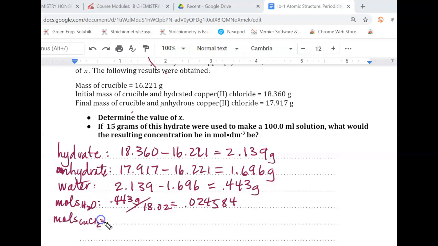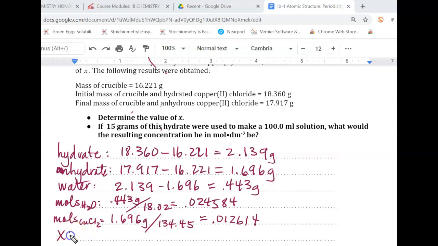The next thing I want to know is the moles of the anhydrous, which is just the CuCl2. I have 1.696 grams of the anhydrous, and I'm going to divide it by the molar mass, which is 1 copper plus 2 chlorines, so 134.45. So I take 1.696 divided by 134.45, and I get moles of anhydrous copper(II) chloride of 0.012614.